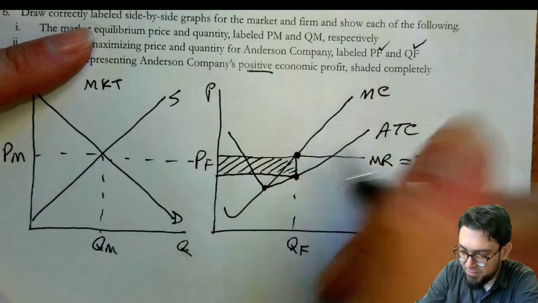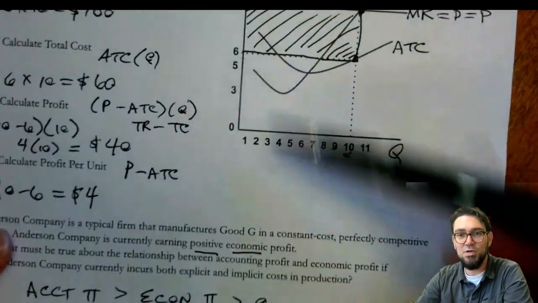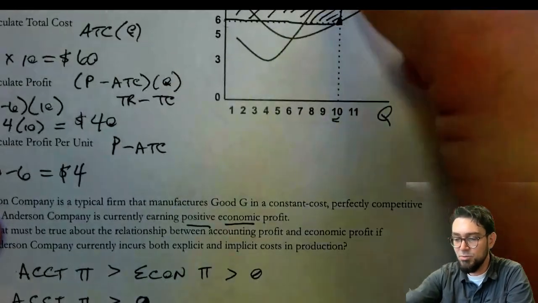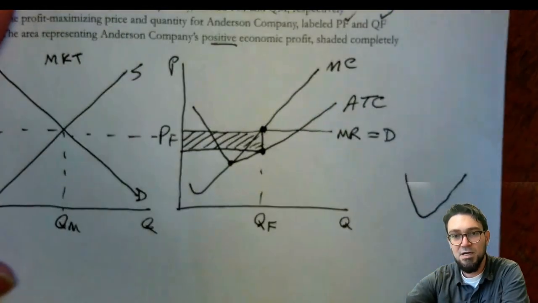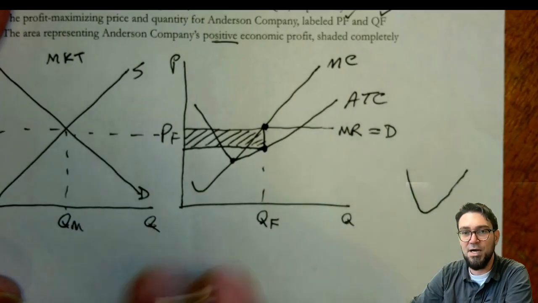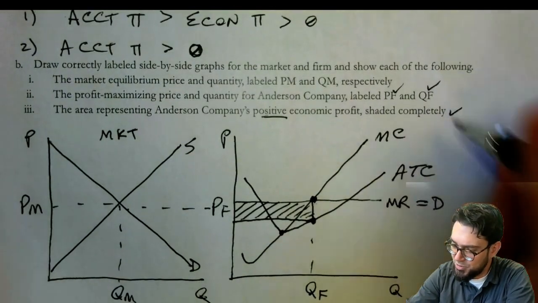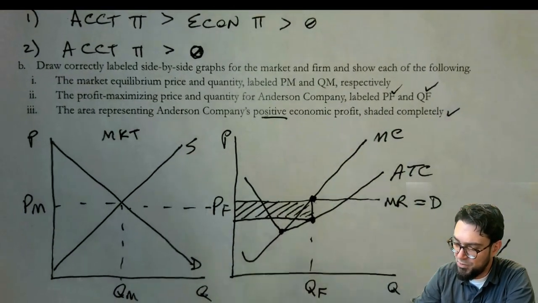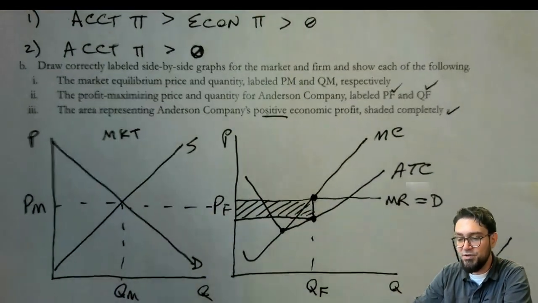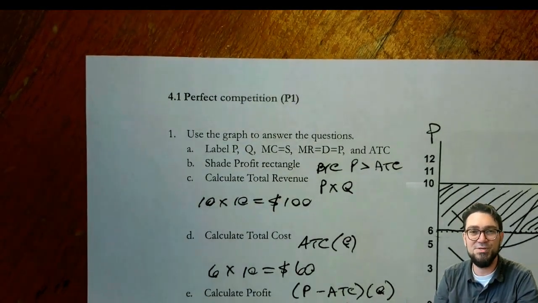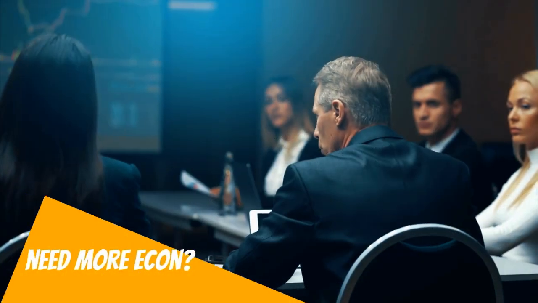Okay. And if you're having trouble with it, you can kind of just map with what's going on up here and see that what we're really reproducing is just this graph. We're reproducing it all on our own on this bottom graph. And so we have shaded completely the positive economic profit. We labeled PF, QF, we labeled PM, QM. So we are done with Anderson Company. Hopefully this helped you with the basics of perfect competition. I'll see you next time.